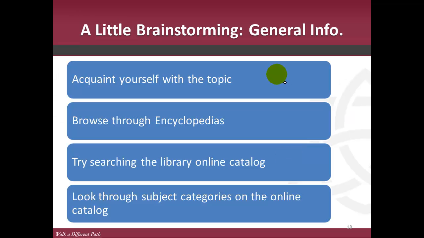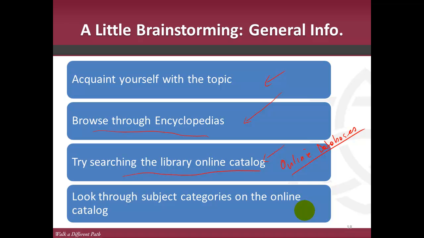Just a couple things. The first thing to keep in mind is to acquaint yourself with the topic. Learn a little bit more about the topic, and this is more of a summary of what we covered earlier. Browse through the encyclopedias, try searching the library catalog and the online databases as well, and we'll go through those in a minute. And then look through the subject categories on the online catalog. That's another tool for you to keep in mind.